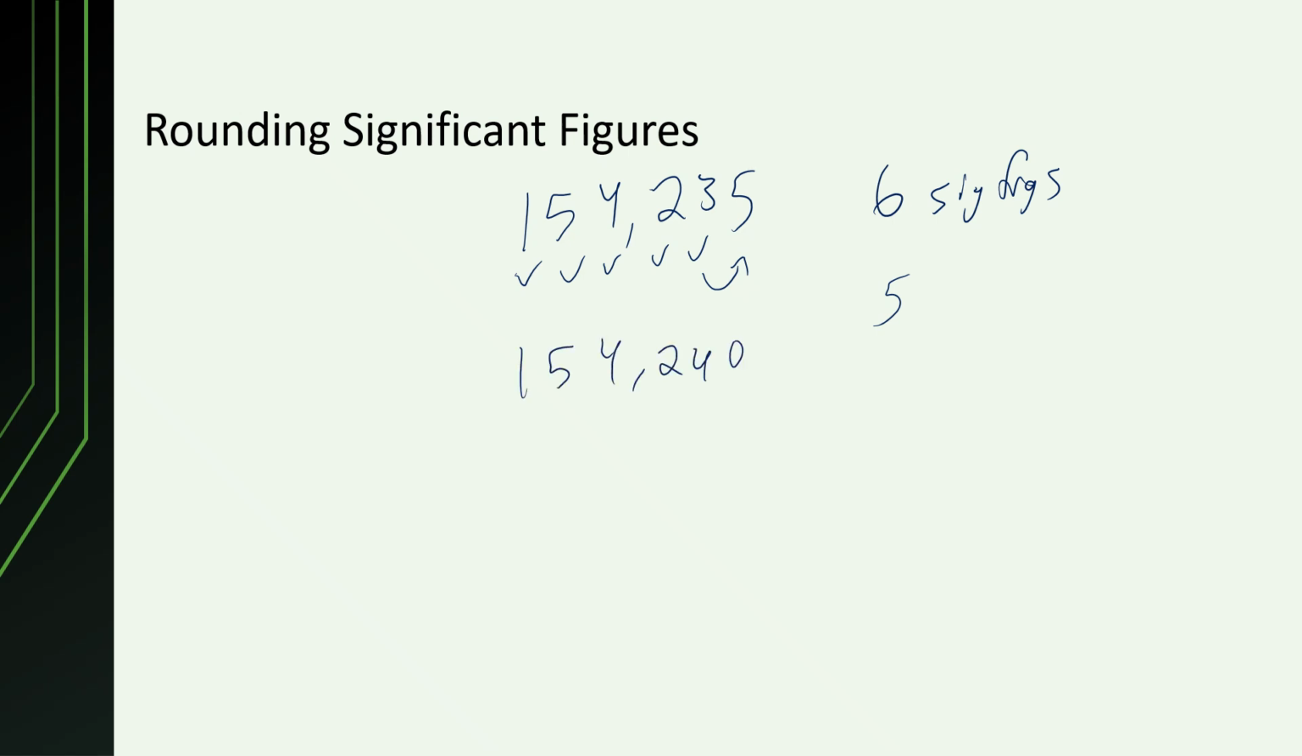So the 35 rounds up to a 40. And this would have 5 sig figs: 1, 2, 3, 4, 5. That 0 at the end is not significant because there's no decimal place.